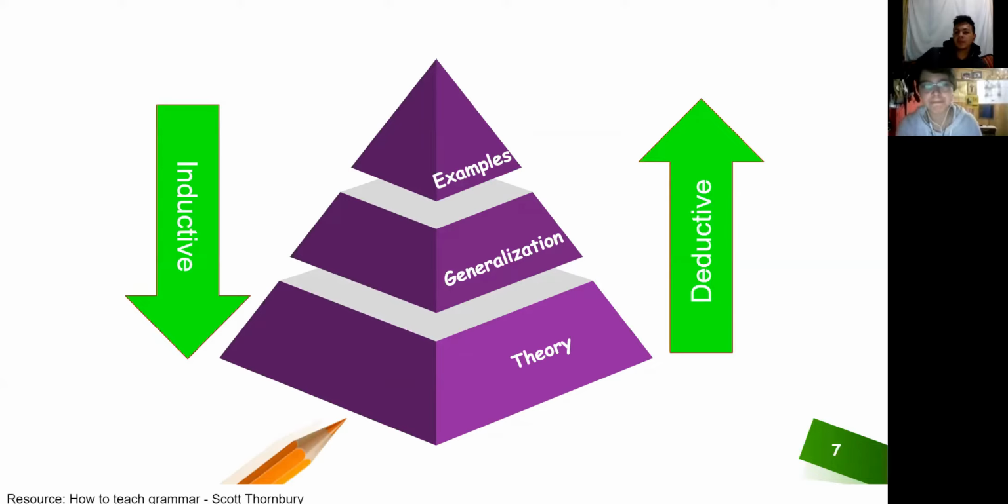And the other way, deductive, I first explain this is how you write sentences in future with will. Then we come up with a generalization. And then they practice with more examples, which is the most common way of teaching sometimes.